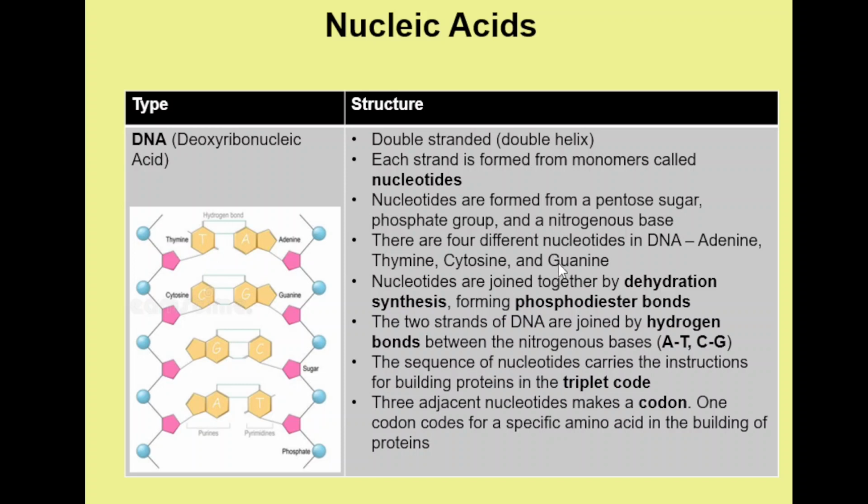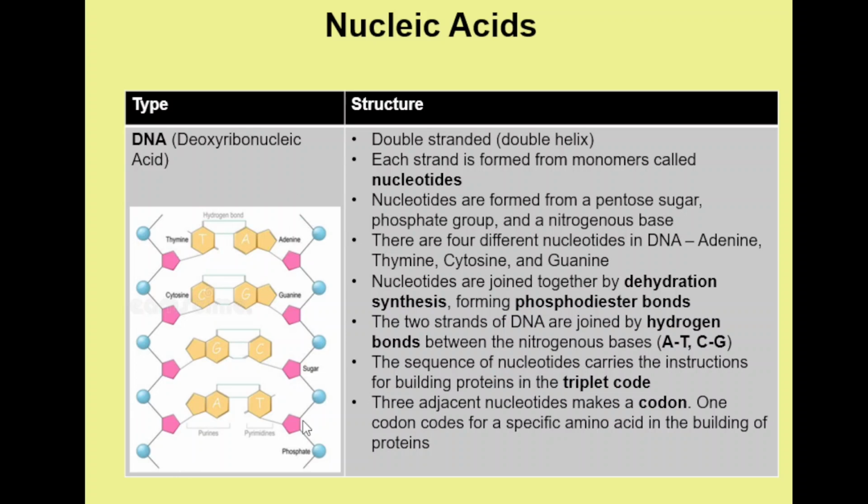There are four different types of nucleotide that we get in DNA, and they are adenine, thymine, cytosine, and guanine. So we can see all of those in this diagram here. There's adenine, there's thymine, there's cytosine, and there's guanine.